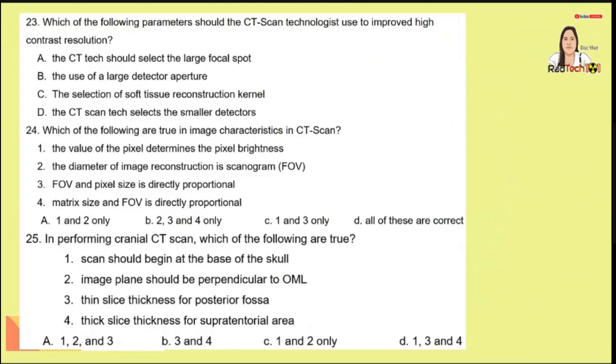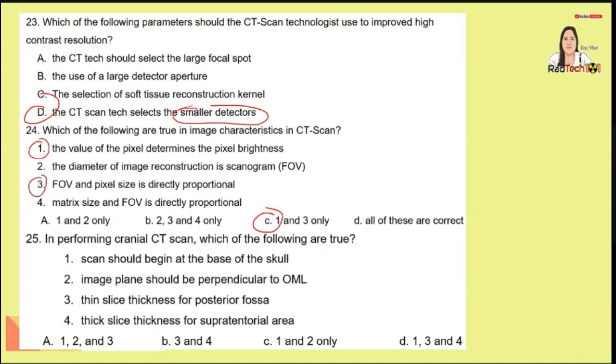Next, 23. Which of the following parameters should the CT scan tech use to improve high contrast resolution? The correct answer is to use smaller detectors. 24. Which of the following are true in image characteristics in CT scan? The correct answer is letter C, so 1 and 3 only.